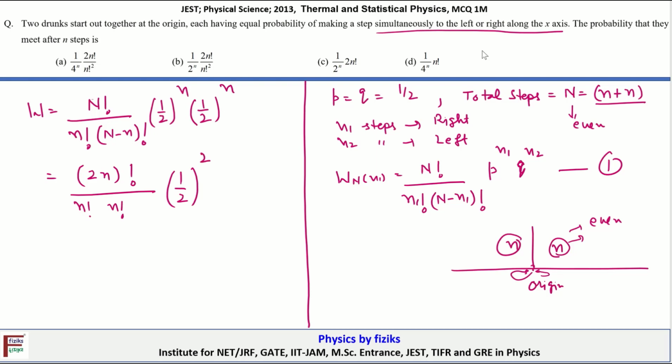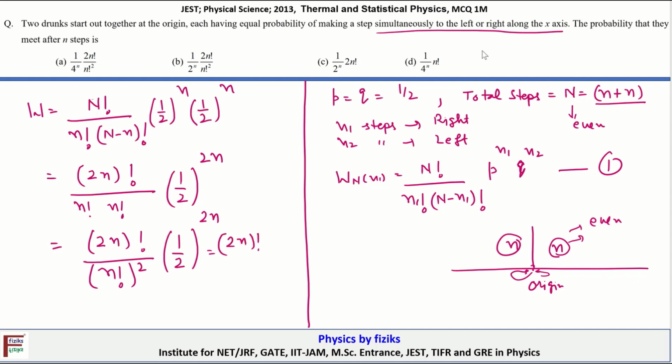1 by 2 power 2n. Okay, and this will come out to be equal to 2n factorial upon n factorial squared and 1 by 2 power 2n, or this can also be rewritten as 2n factorial upon n factorial squared, 1 by 2 power 2n, which is equal to 1 by 4 to the power n. It's the same thing. Okay, so therefore option A is the correct one here.